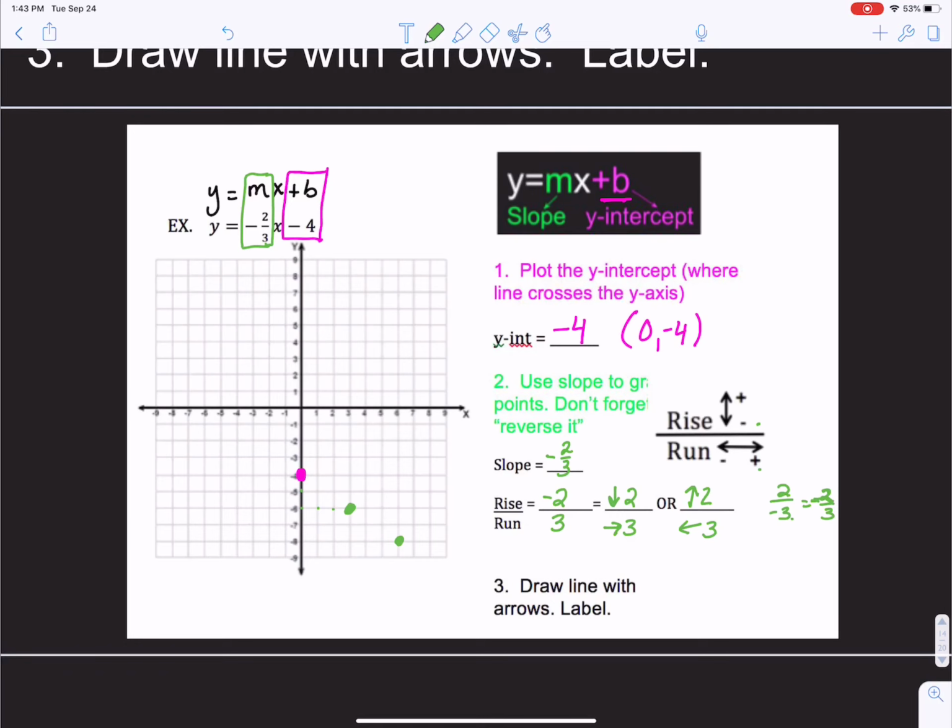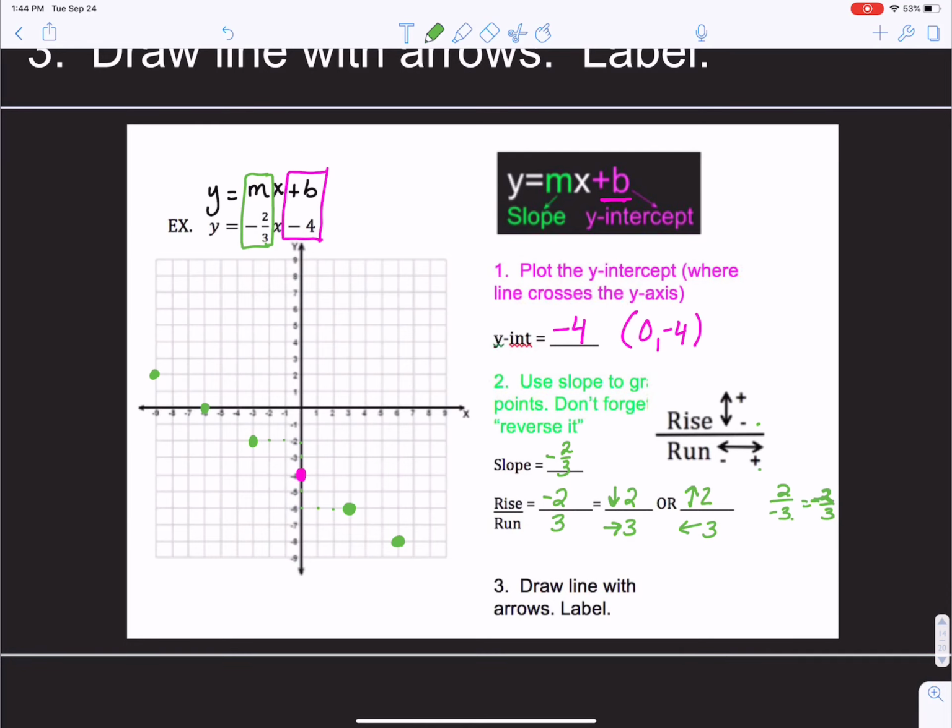So you could actually check that too, starting at this point, the last point that we did. If we go up 2 and left 3, it actually puts us back here, so we know that we're on the right track with how we reverse it. Up 2, right 3, and then if we keep going, up 2, right 3, there's our next point. Up 2, right 3 again. There's our next point. I can do it one more time. Up 2, right 3, and there's our last point using our slope.